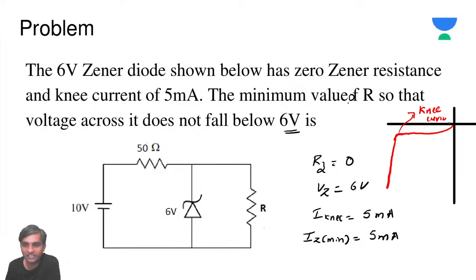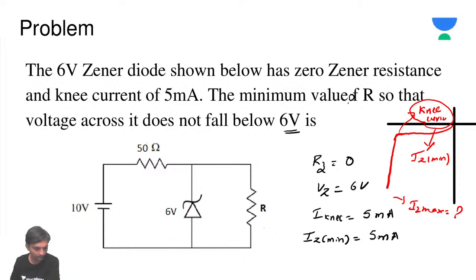So I can say this knee current is nothing but the minimum value of the current, IZ minimum. I don't know what IZ maximum is, but indirectly it has given IZ minimum is equal to 5 milliamps. So remember, IZ minimum is equal to 5 milliamps.